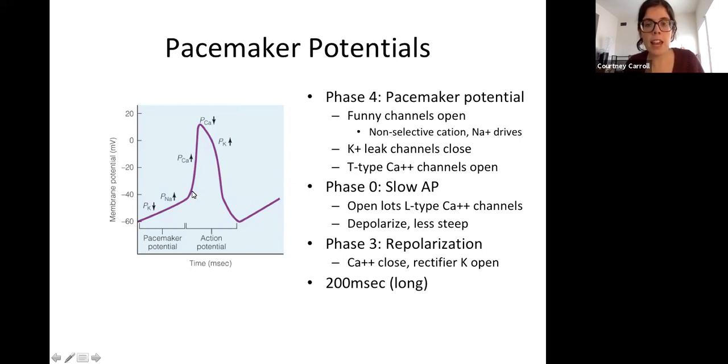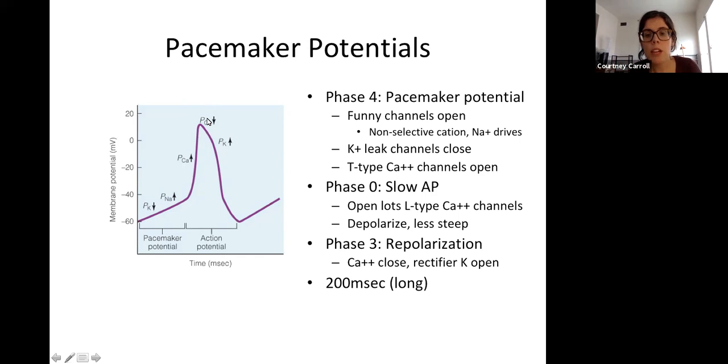Then when it reaches threshold, which is around -40 for our pacemaker cells, we're going to have a slow action potential. And this is driven here by calcium. So we're not talking about sodium anymore. We're talking about calcium. And this is through a voltage-gated channel called our L-type calcium channels. They're going to open and our cell will depolarize, but it's less steep than in a neuron. I know it looks really steep here. Take my word for it. It's less steep than a neuron.